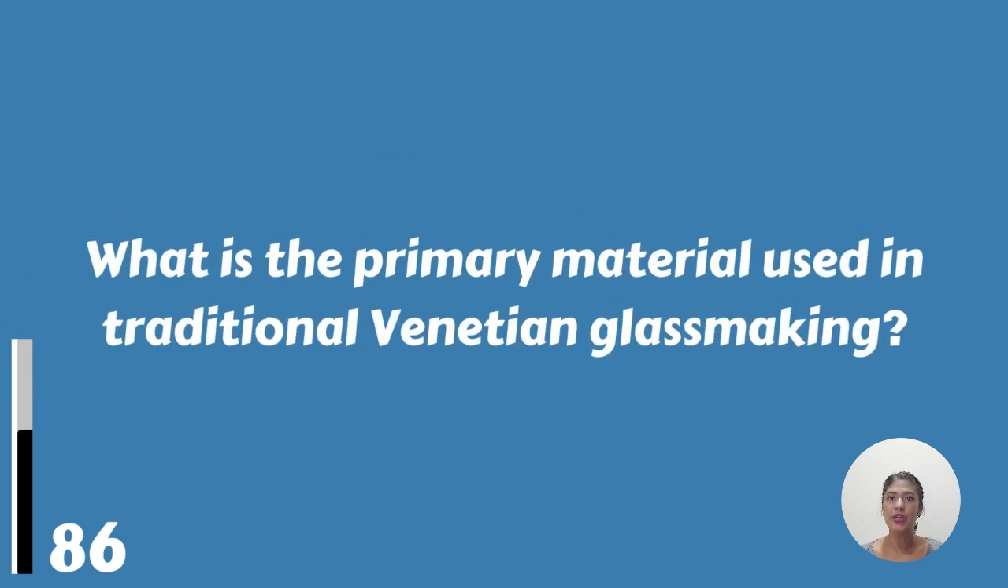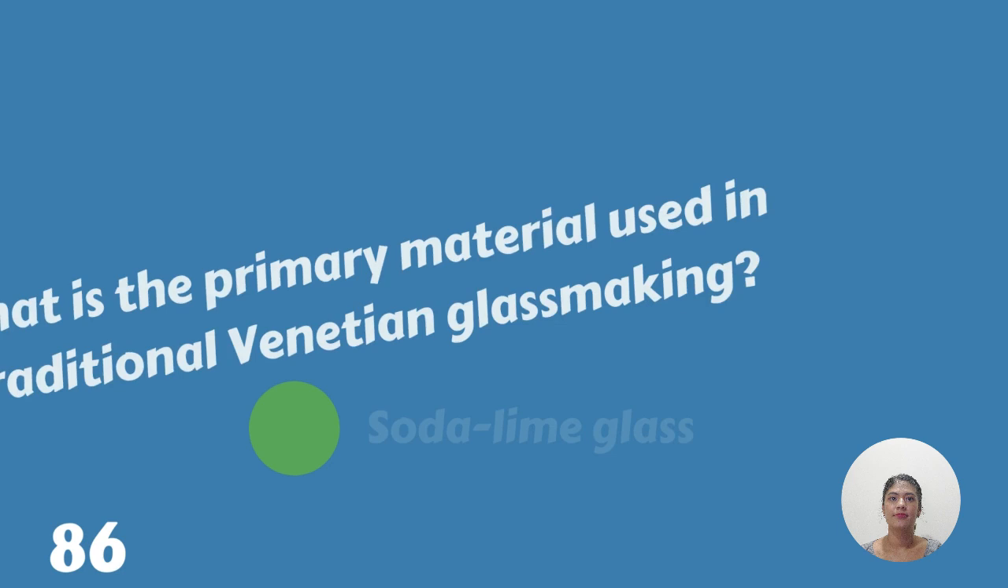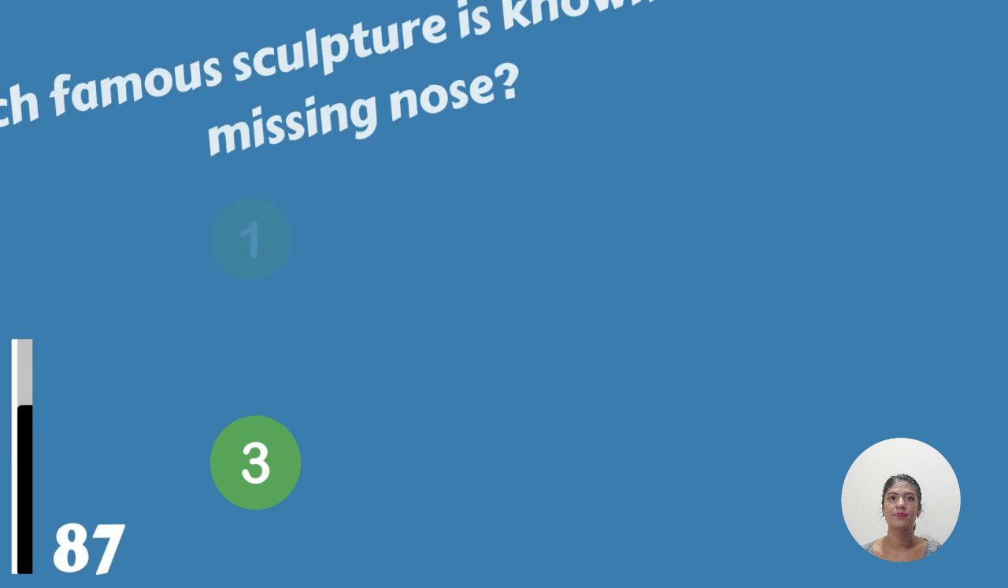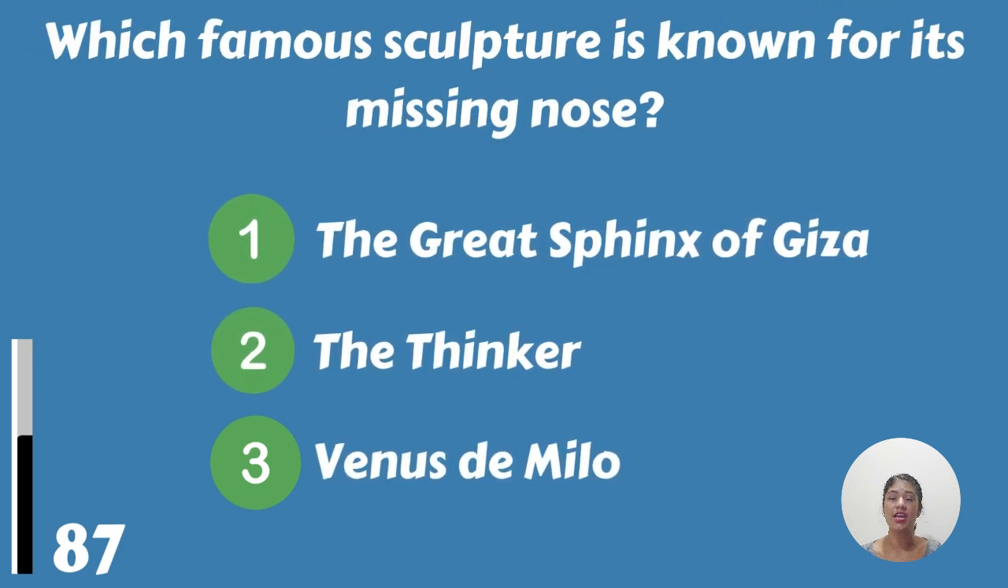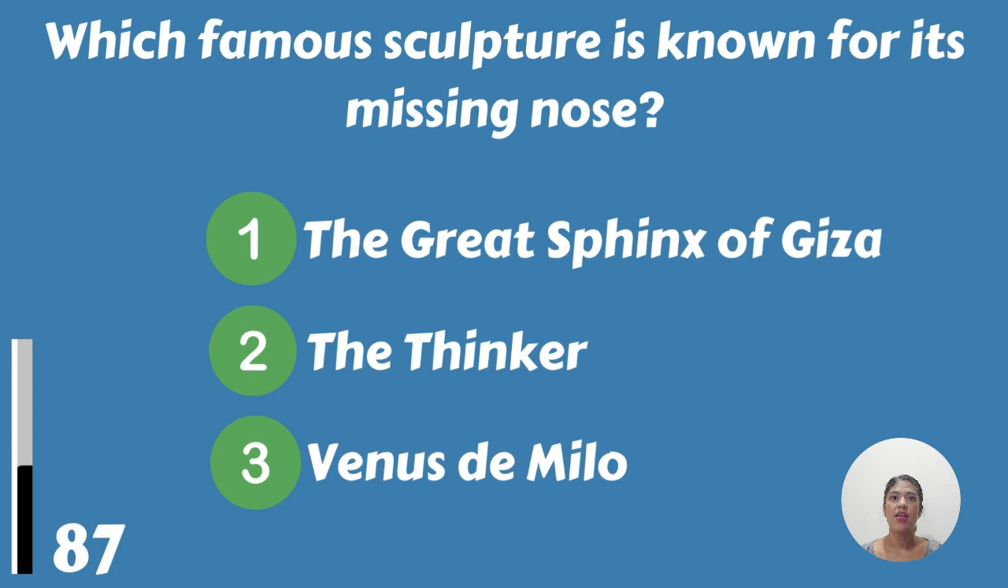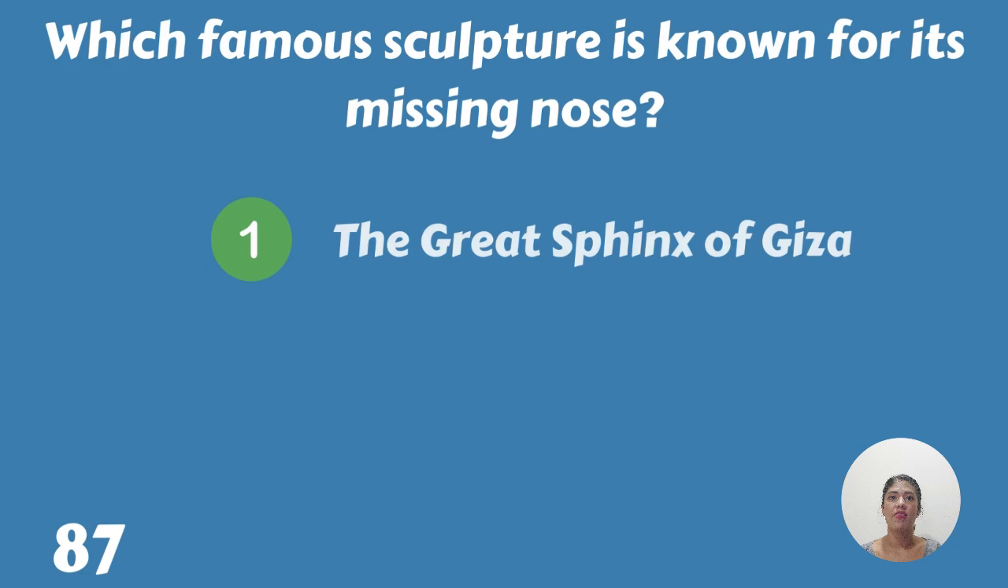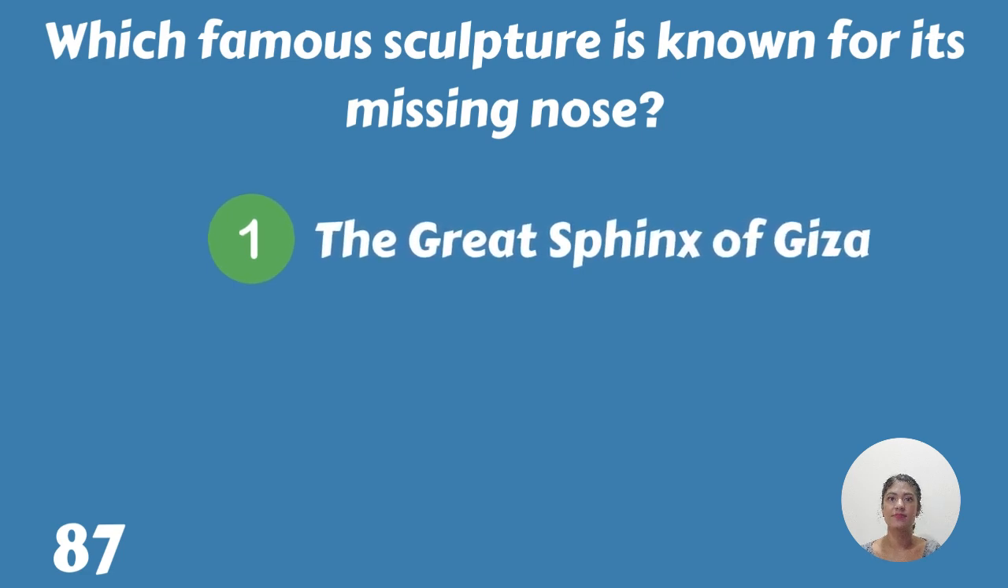What is the primary material used in traditional Venetian glassmaking? Soda lime glass. Which famous sculpture is known for its missing nose? The Great Sphinx of Giza, the Thinker, Venus de Milo. The Great Sphinx of Giza.